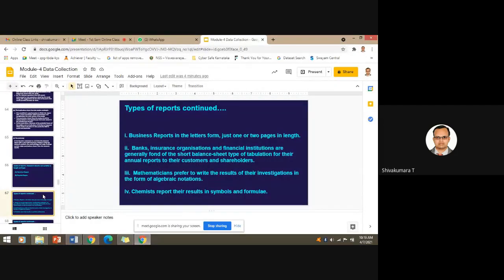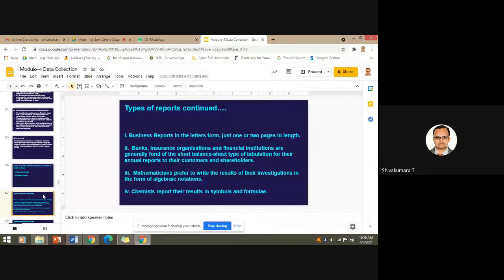So probably you heard about some business reports. Usually the business reports are in letter form, just 1 or 2 pages in length. So suppose you give the summary of the sales information of this month. That is a business report.